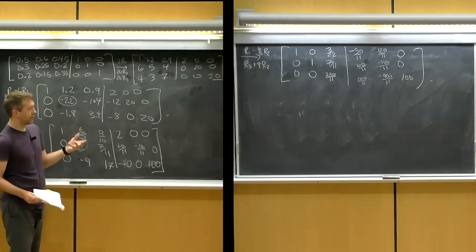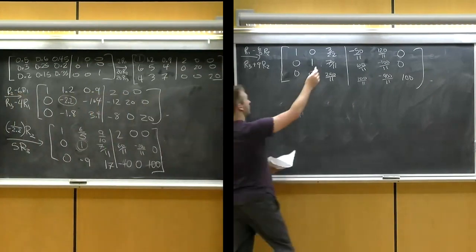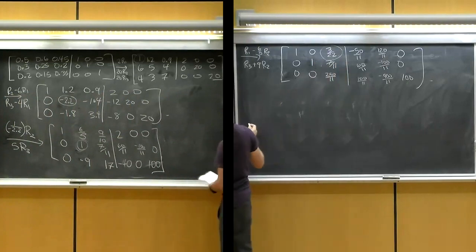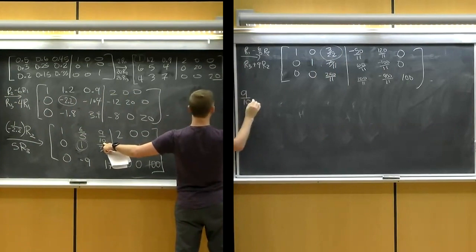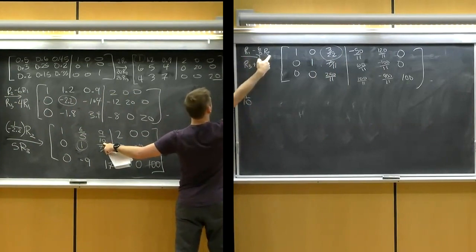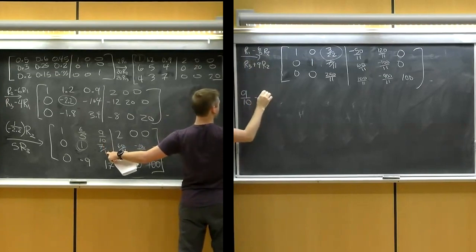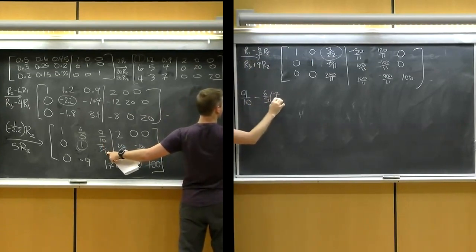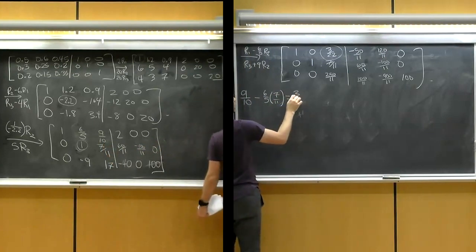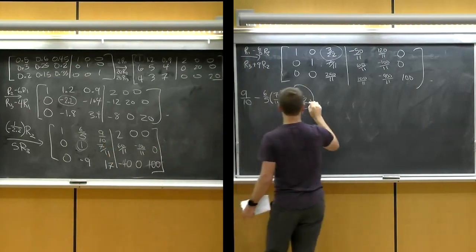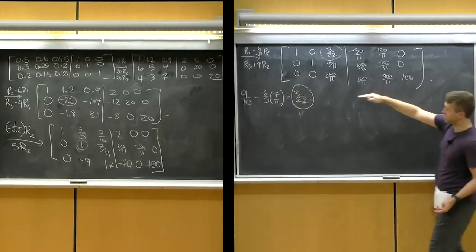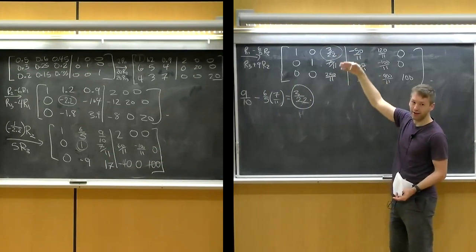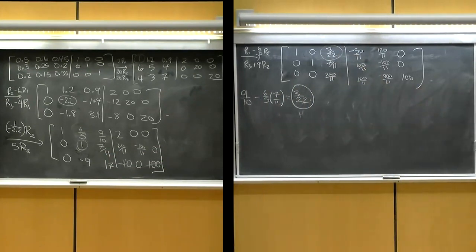So for example, if you're wondering where these numbers came from, where did this come from? I took my value on row 1, which was 9 over 10, and then I subtract 6 over 5 times the value in row 2. And then hopefully you get 3 over 22. So that explains, for example, where this comes from, right? And everything else is kind of the same. Okay.